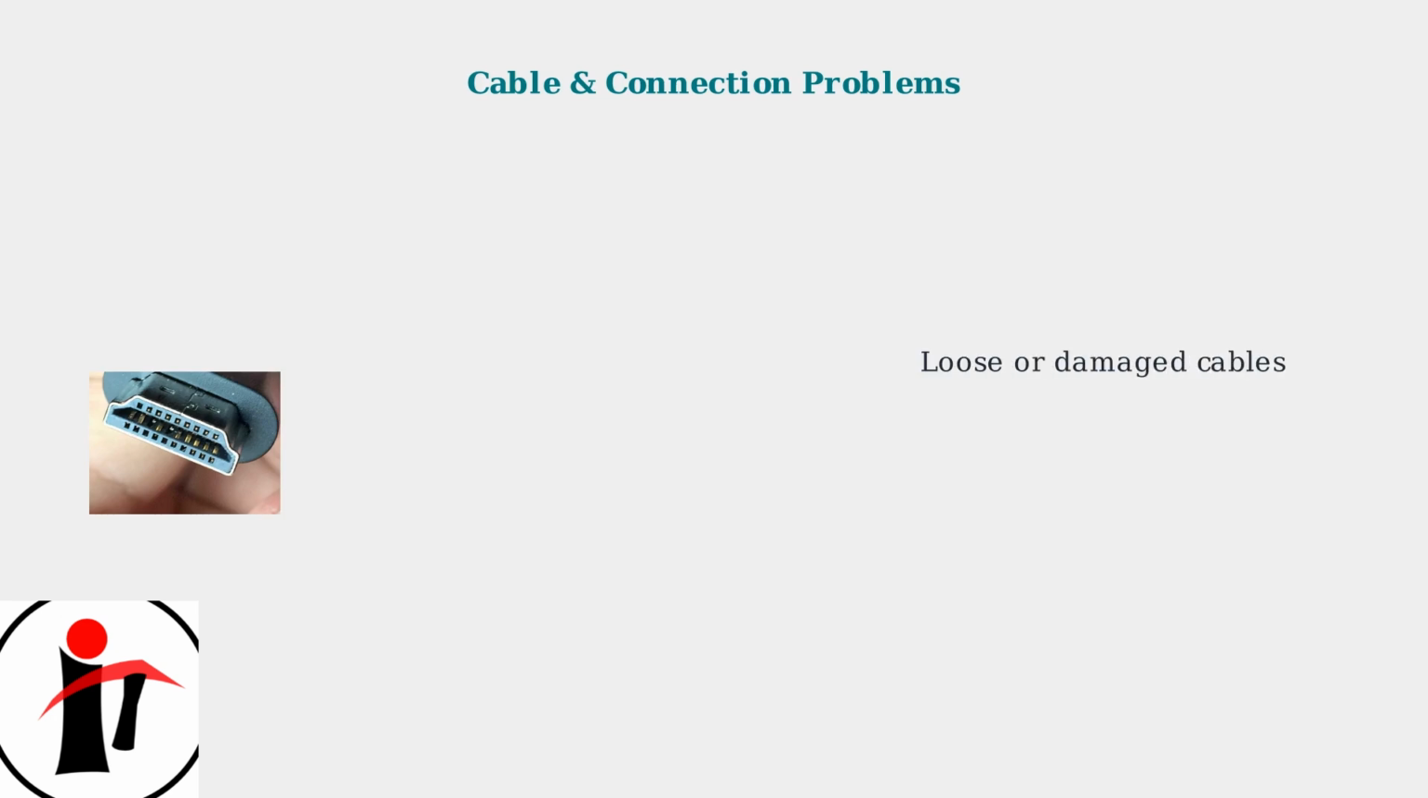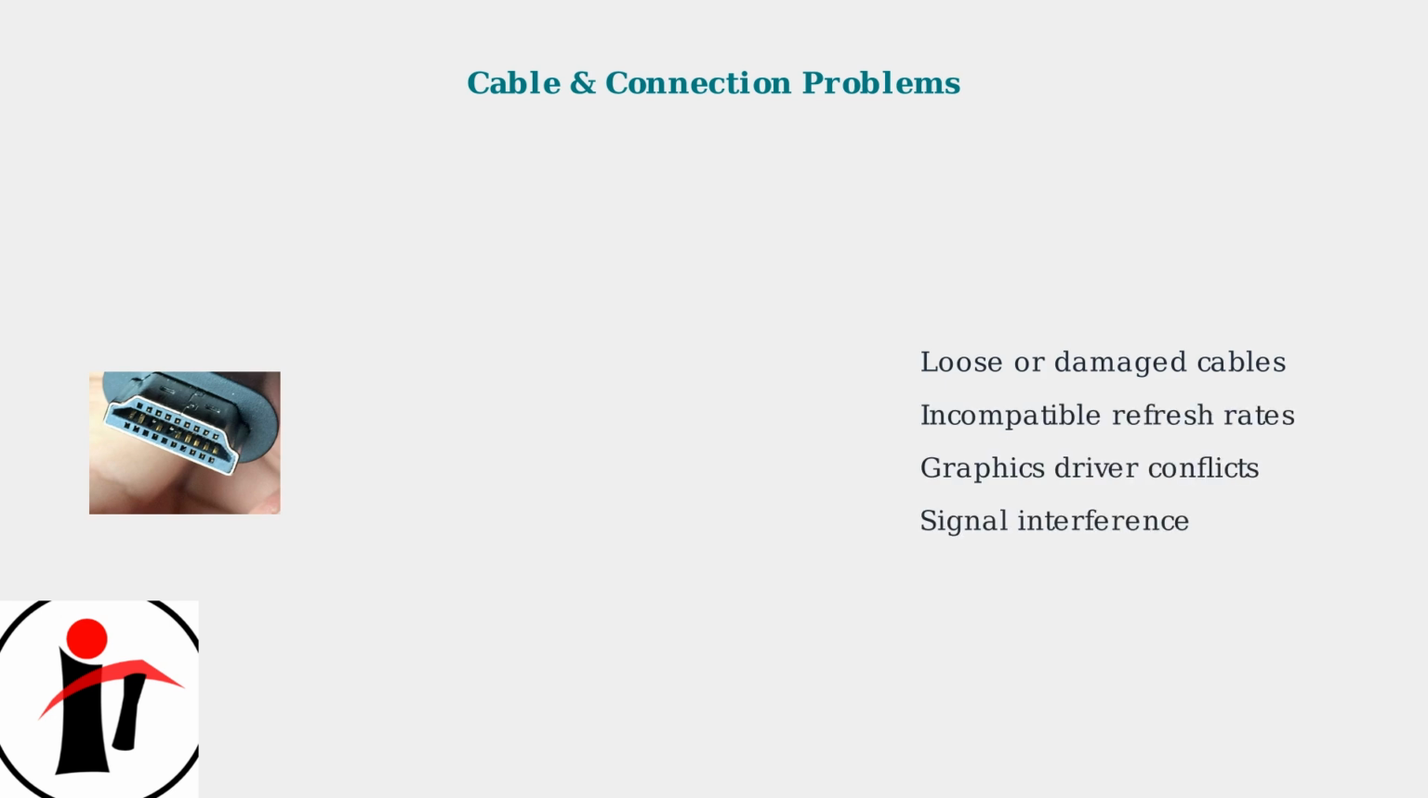The second most common cause involves cable and connection problems. Loose or damaged video cables, whether HDMI, DisplayPort, or VGA, can cause intermittent signal loss resulting in flickering. Incompatible refresh rates between your graphics card and monitor can also cause display issues. Outdated graphics drivers or signal interference from nearby electronics can contribute to the problem.